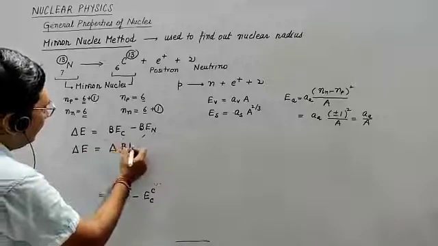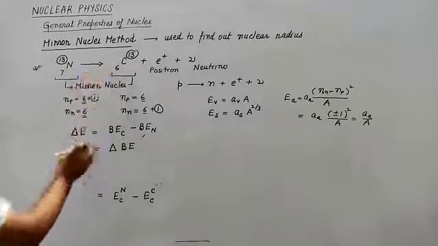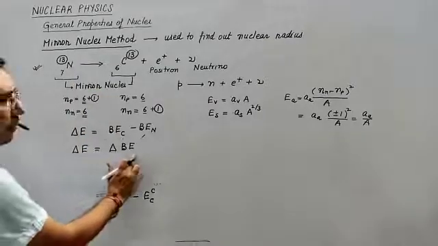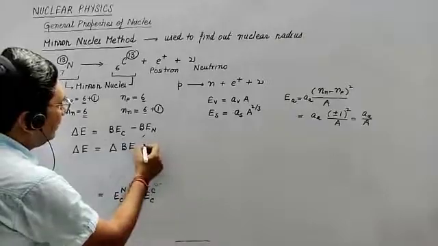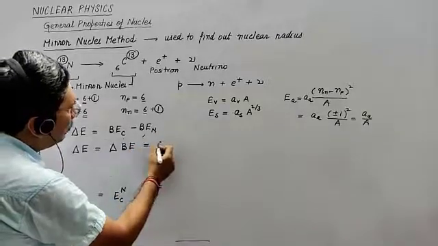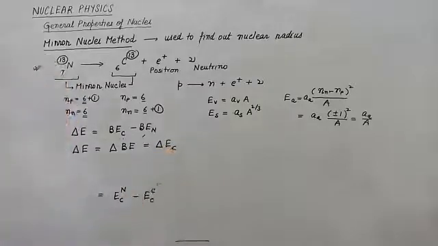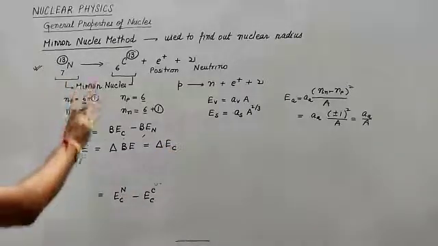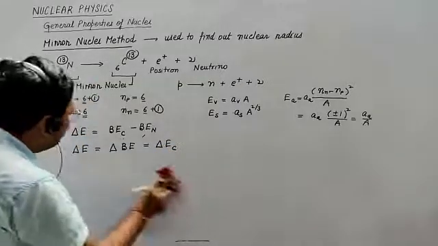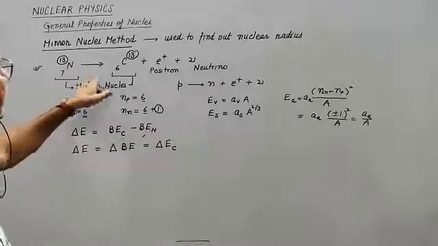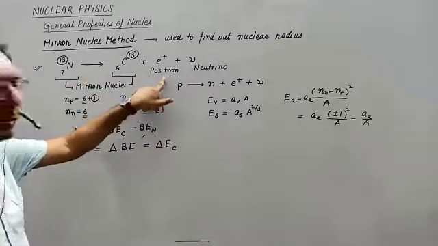the change in binding energy. So whatever is the energy released in this beta decay reaction will be equal to the change in binding energy, and this will be equal to the change in Coulomb energy term, the change in the Coulomb energy of both these nuclei. So this much amount of energy will be released in this beta decay process.